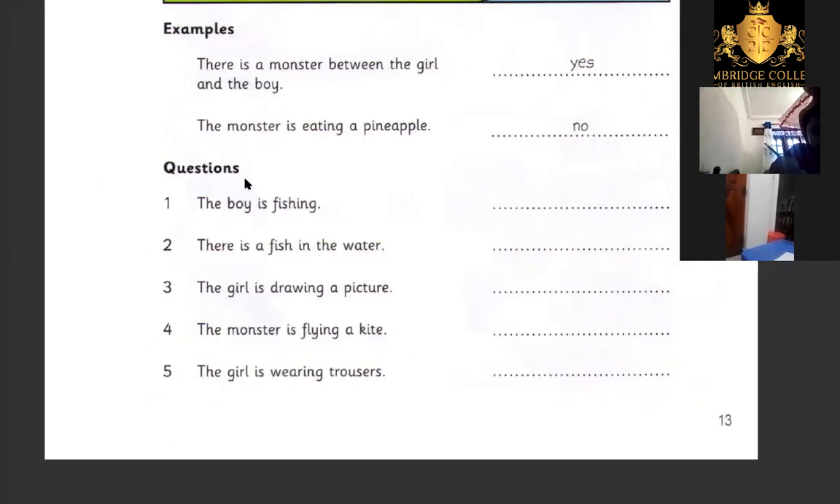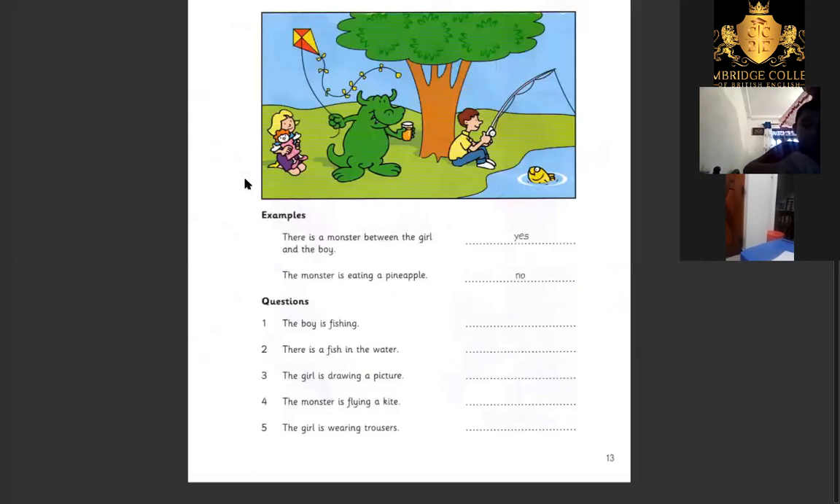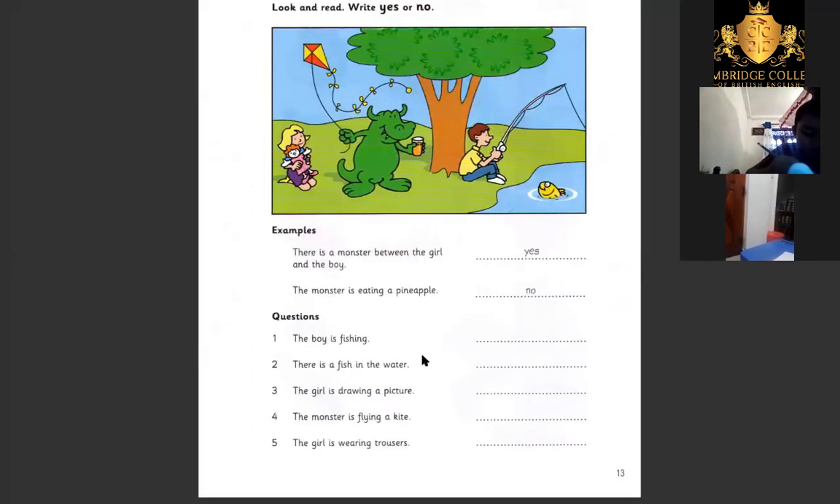Okay, now you can see the picture also. Now write the answers for each question. Here is a question. The boy is fishing.